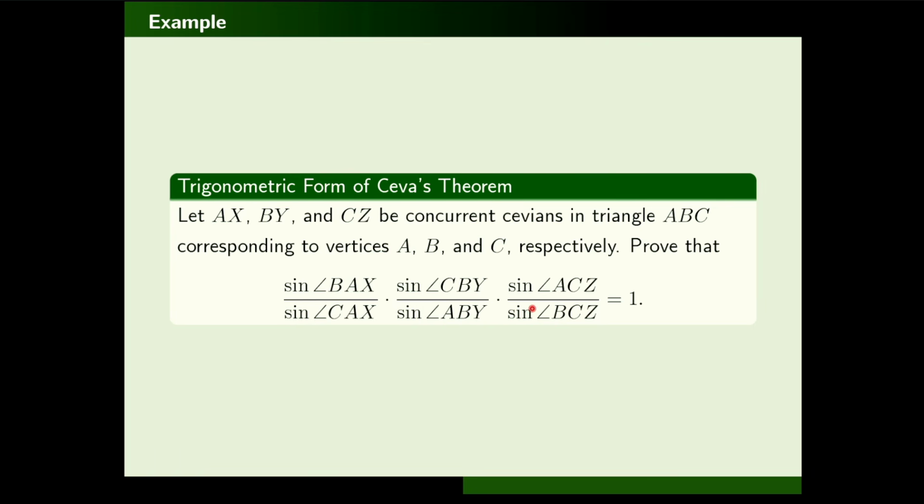We want to show the sine of this angle over the sine of this angle multiplied by similar expressions is equal to 1. So it is very similar to Ceva's theorem, but of course it includes sines of angles, so this name is a very natural name. It's like Ceva's theorem, it's the product of 3 fractions equal to 1. On the other hand, it involves trigonometric functions, so trigonometric form of Ceva's theorem is a good name, I think. Now we want to prove this, okay?